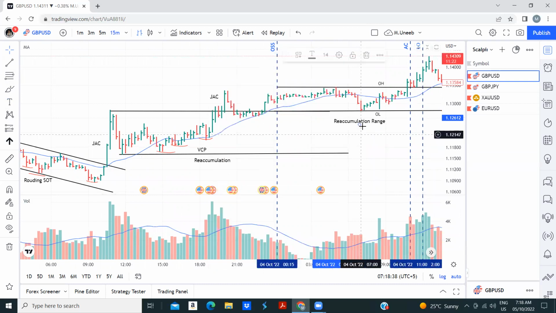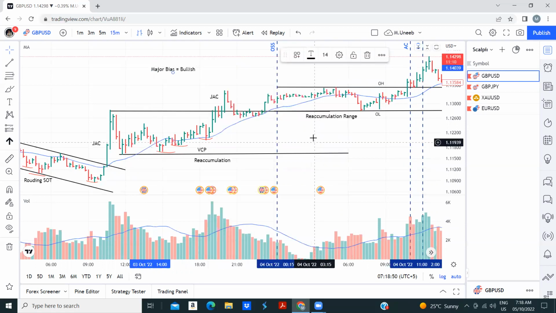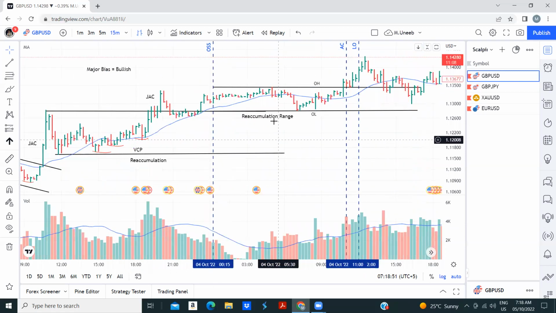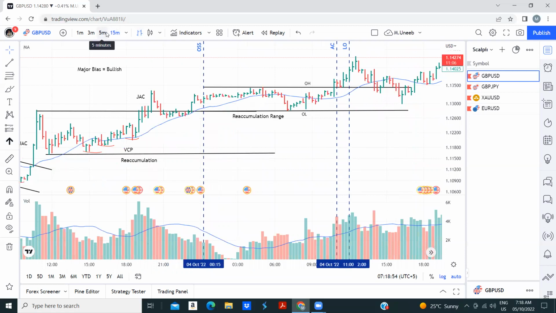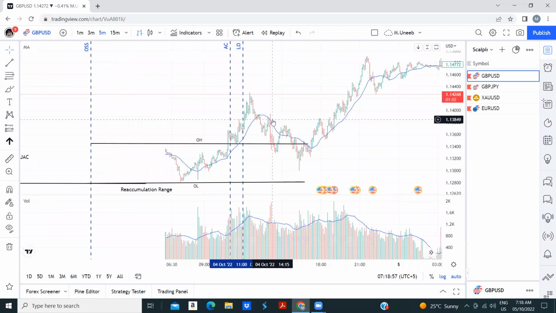So here we can determine the major bias. The major bias before London Open is equal to bullish. All right. So that's very simple here. The major bias is bullish. And now what we do, we go to the 5-minute time frame and define our structure here.